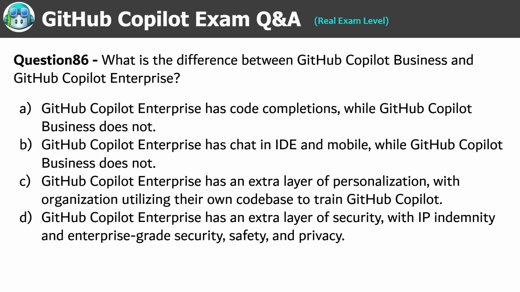Question 86. What is the difference between GitHub Copilot Business and GitHub Copilot Enterprise? So these are the Copilot plans. And the answer is C. GitHub Copilot Enterprise has an extra layer of personalization, with organizations utilizing their own code base to train GitHub Copilot.